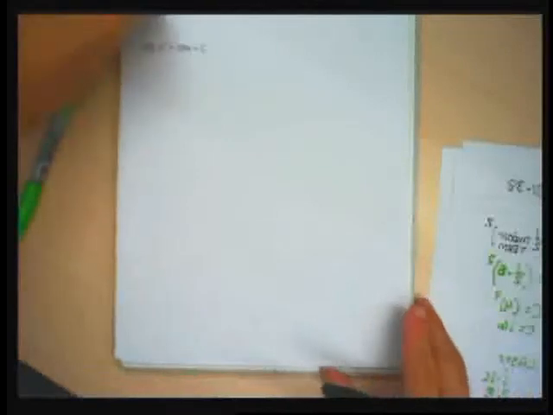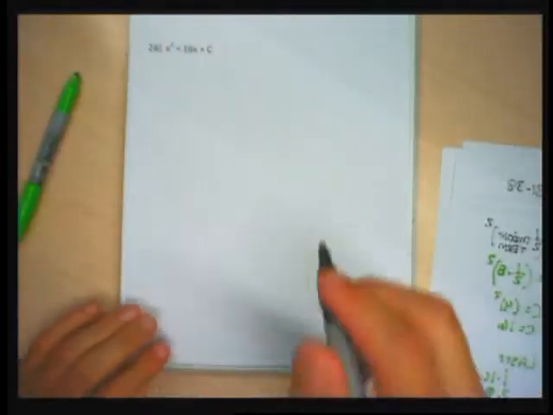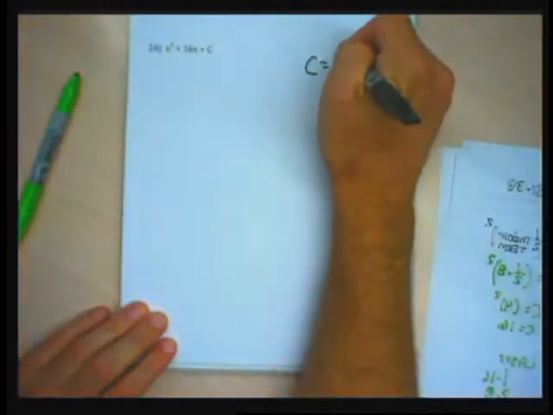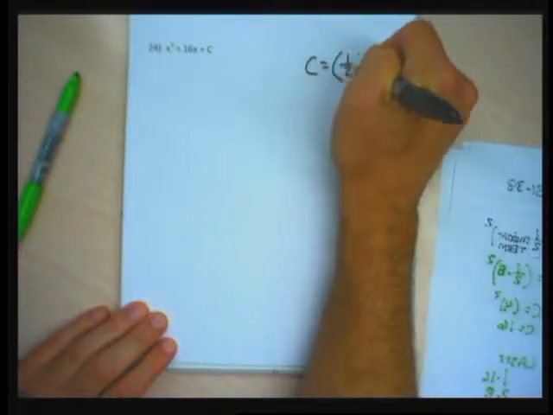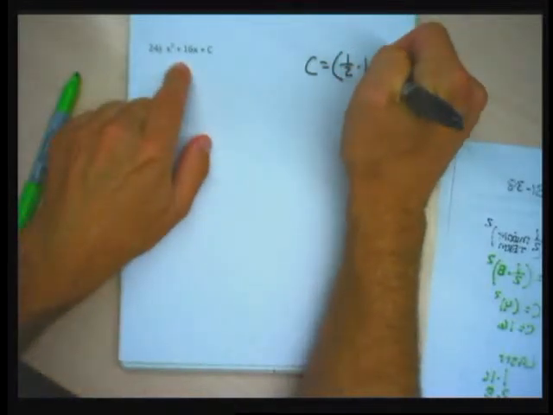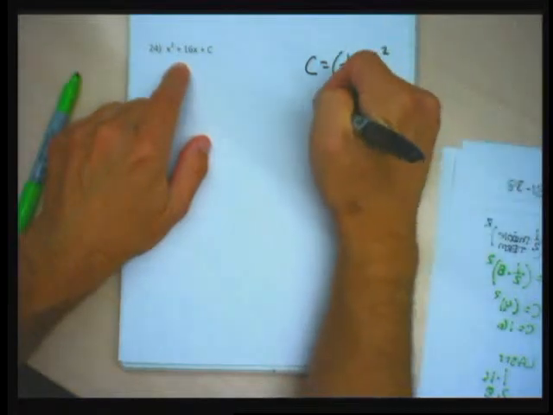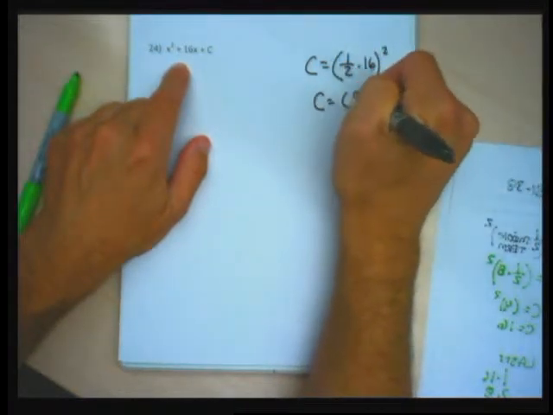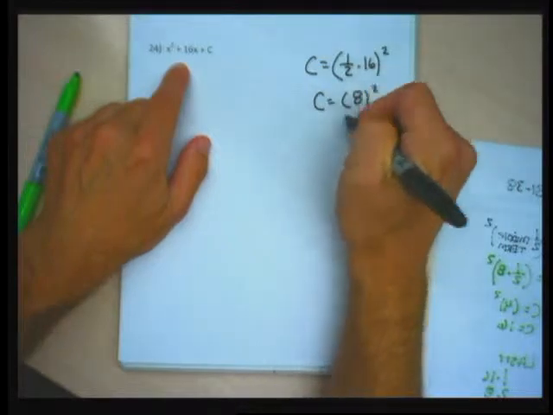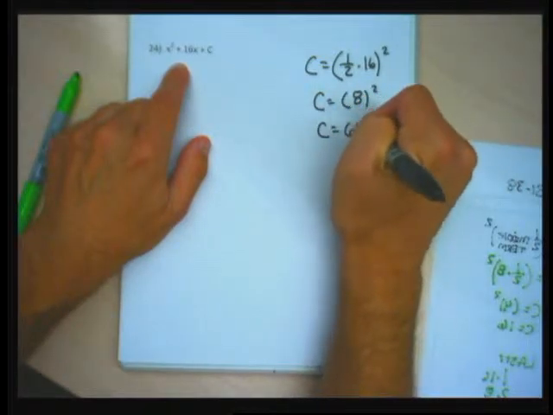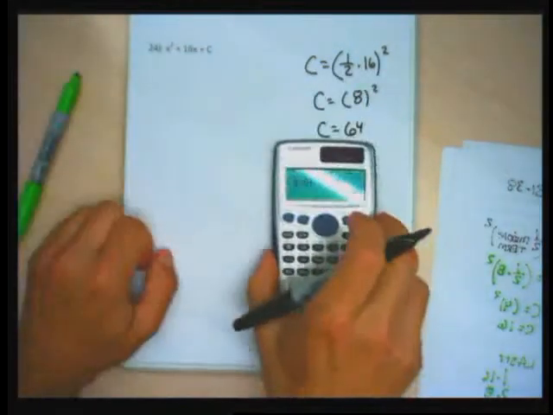So for 24, to find out what c equals, c has to equal half of the number in front of the x to the first power term, squared. I can do this without my calculator, but if you need your calculator, it's fine. Half of 16 is 8. 8 squared is 64. Let me double check to see that.